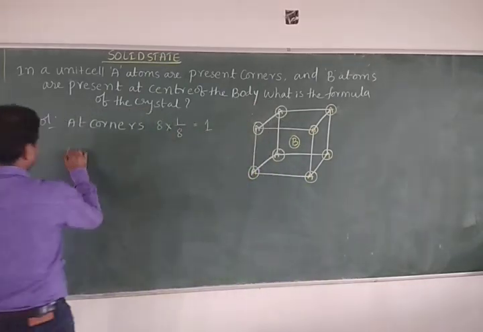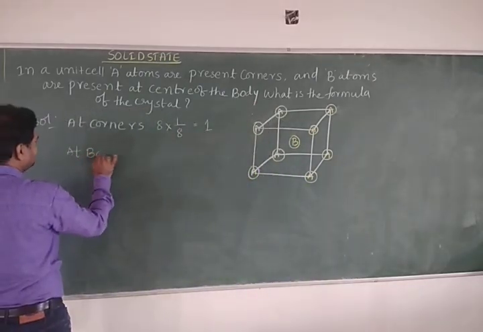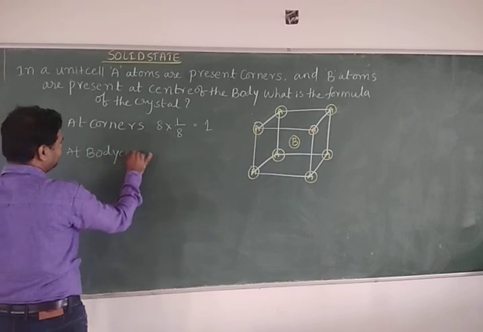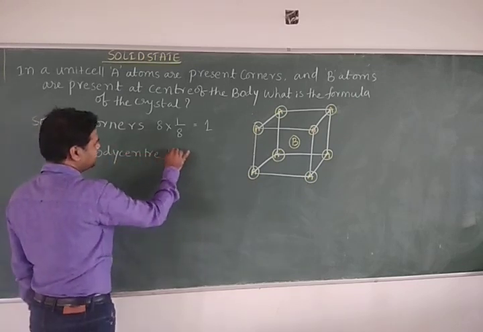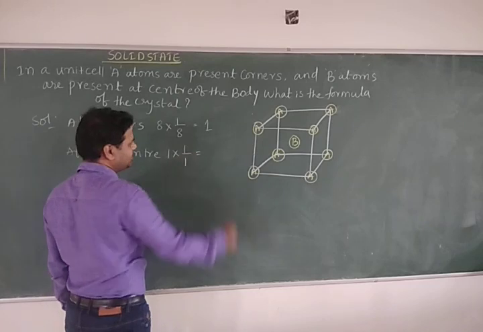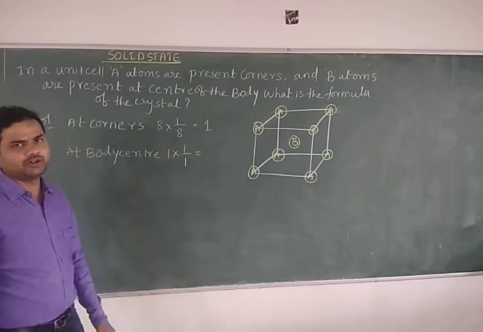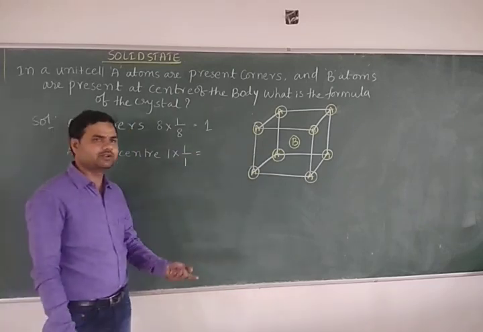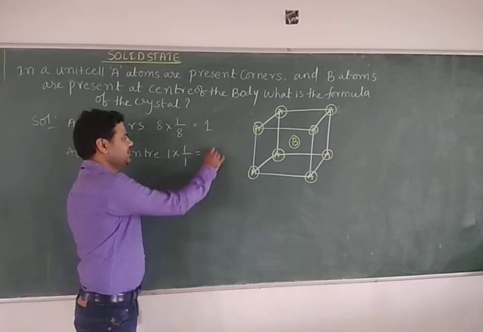Similarly, at the body center, at the center of the body, it is 1 into 1 by 1, because at the center of the body the contribution is 1 only. But how many body centers are there? 1 only. Therefore, 1 into 1 by 8 becomes 1.